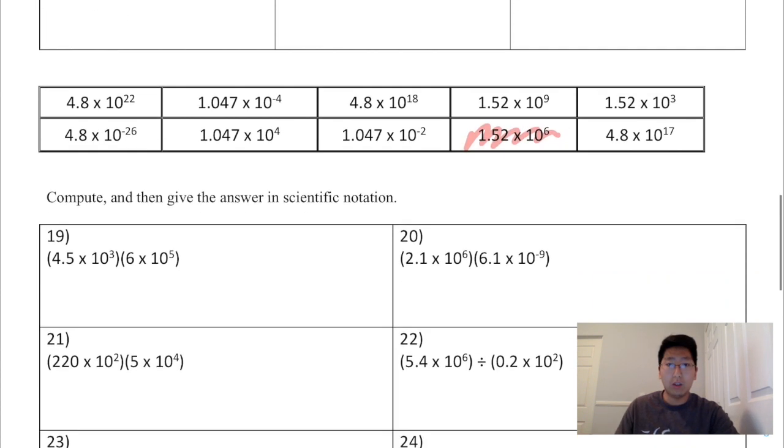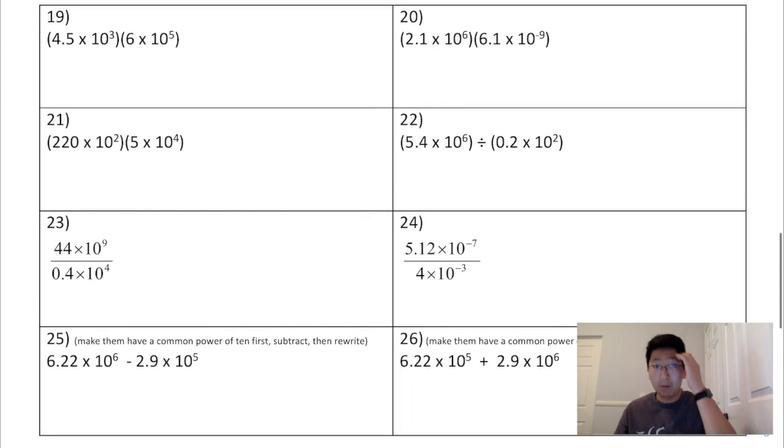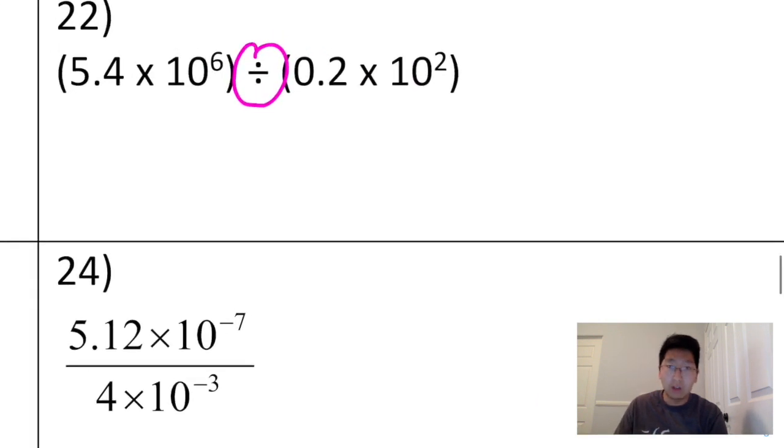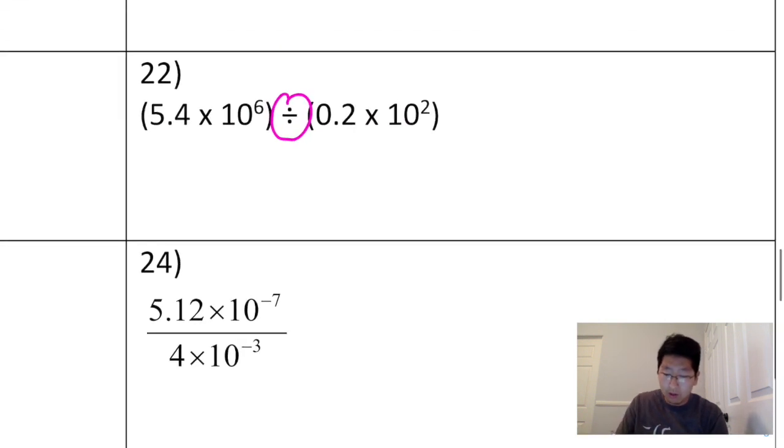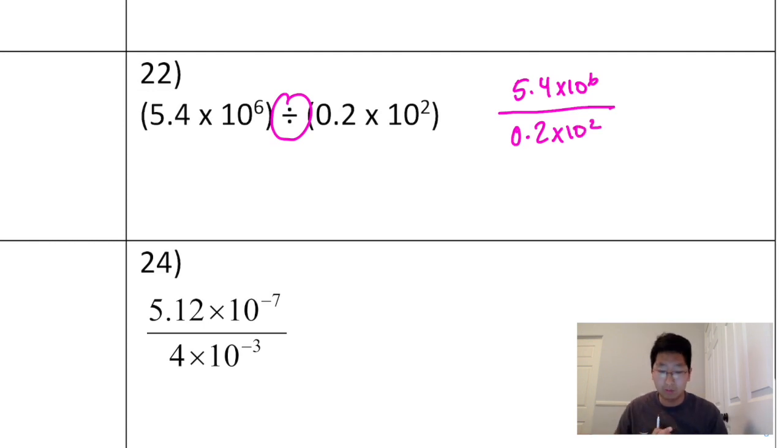Go ahead and scroll down here. I just want you to notice that number 22, there's a division sign. It's the same thing as 5.4 times 10 to the 6. You can write it as a fraction, 0.2 times 10 squared, and this is something that you know how to do. Okay, just like the problem below.